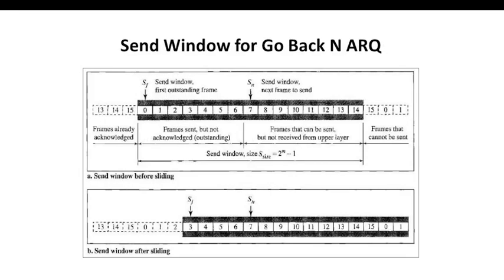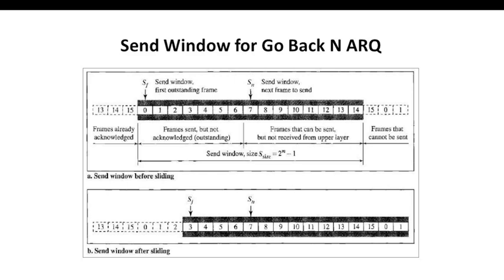This is the send window view for Go-Back-N ARQ. In this, the frames already acknowledged form the first region. The second region is frames sent but not acknowledged; these are the outstanding frames.